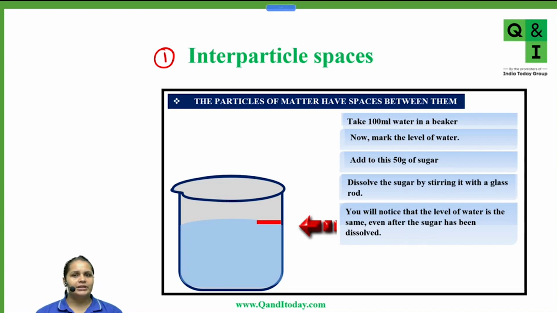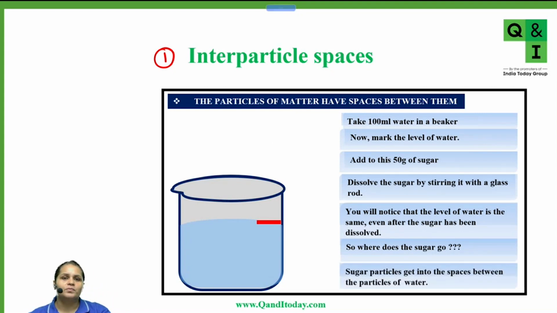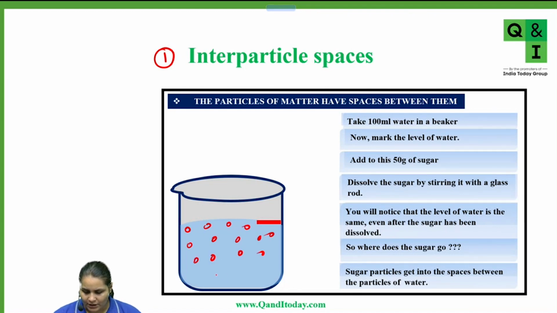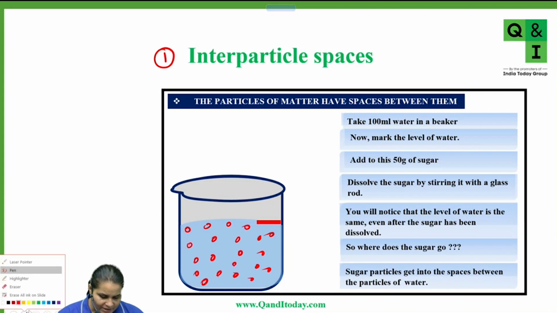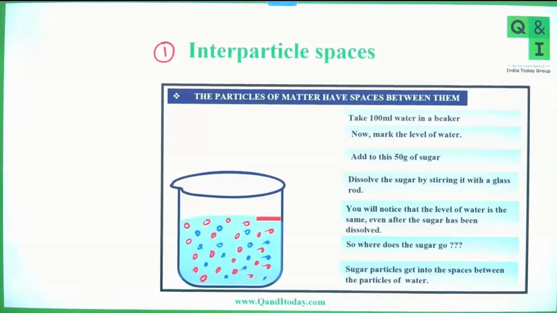Now again, I'm going to measure the level of the solution, and I'm going to find that the level remains the same. So the question arises, where does the sugar go? Basically, the sugar has taken the space between the particles. If I represent the water particles with red balls, and sugar particles with blue balls, the sugar is going to take the interparticle space between the water, and that's why you didn't find the level rising up. Am I clear about the activity here?